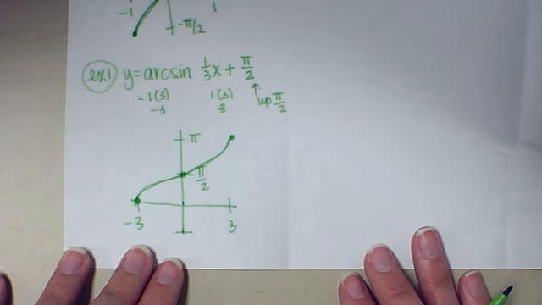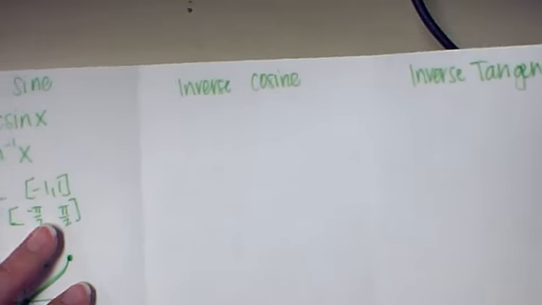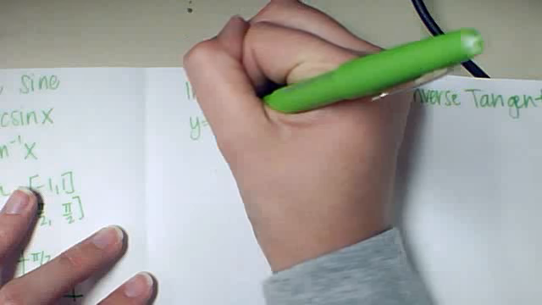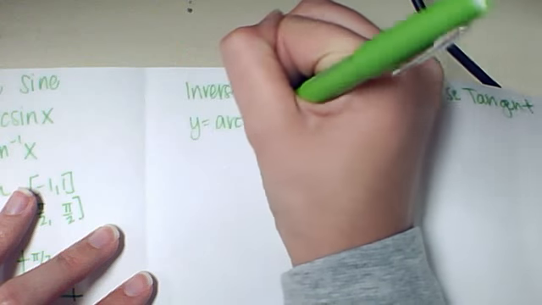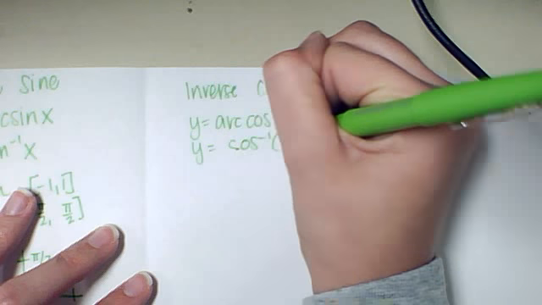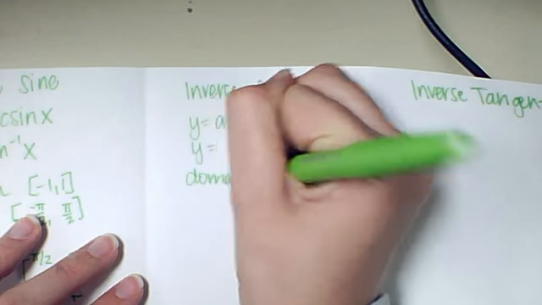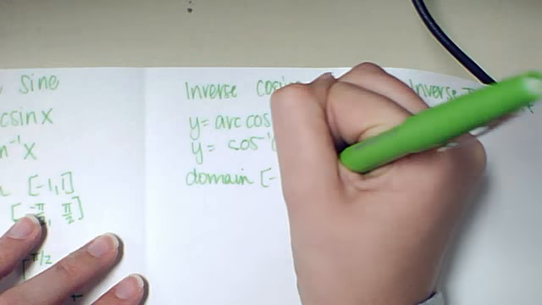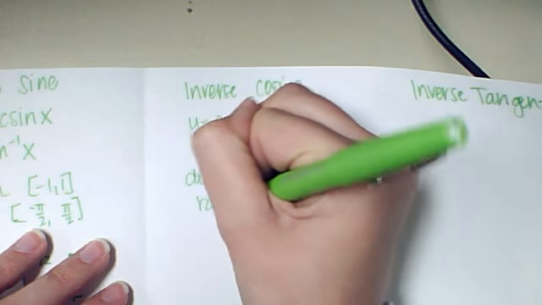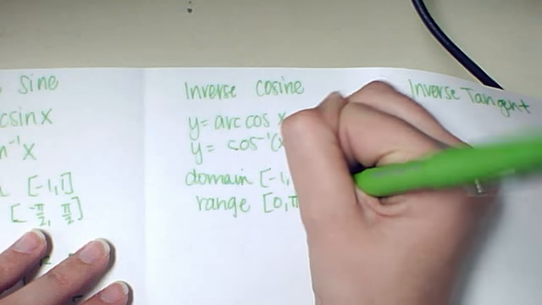Okay, the next one that we want to look at is our inverse cosine. We start with y equals the arc cosine of x, or y is the cosine inverse of x. The domain is, again, -1 to 1. The range, remember from yesterday, is from 0 to pi. That's what makes it able to take an inverse.